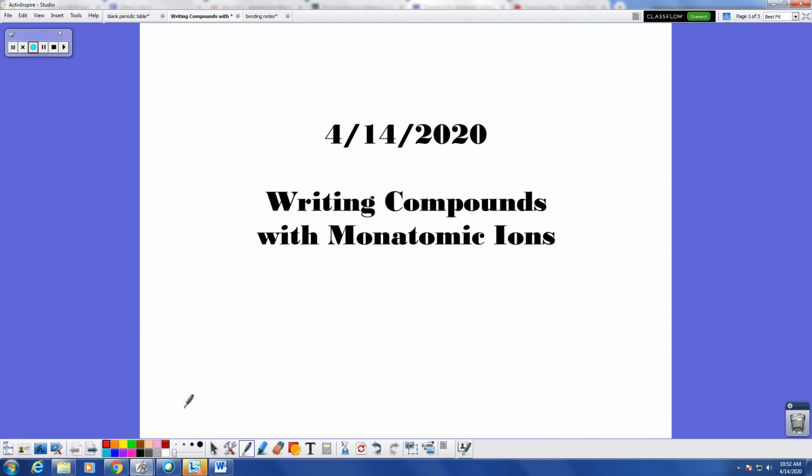Okay. So the monatomic ions, mono means 1. So these are single element ions, which is straight off the periodic table. Okay.